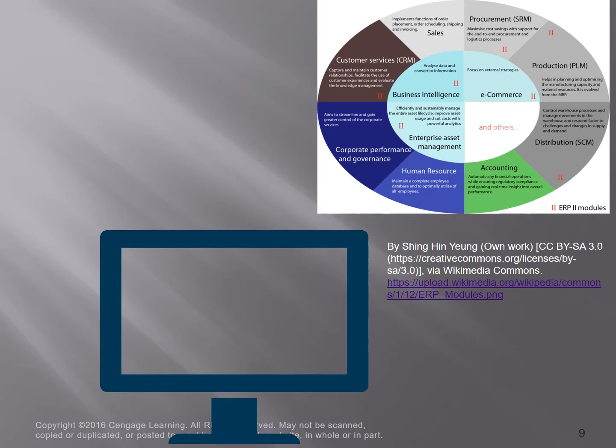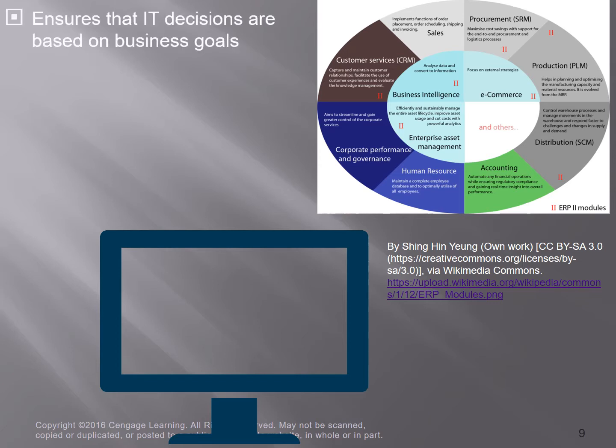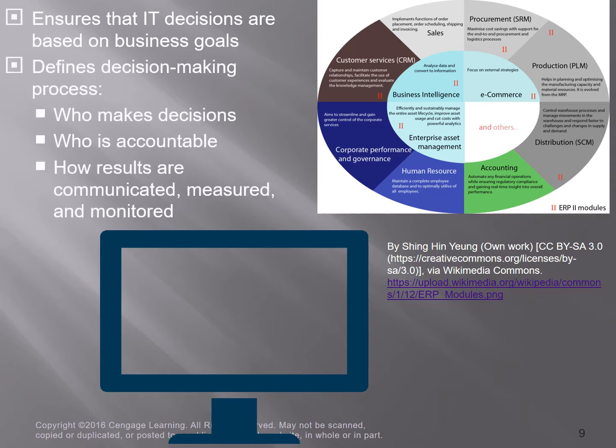When defining IT governance policies, it is important to gather the business needs. IT must always align with business goals. IT governance policy should establish how people make decisions using data and information from technology and based on the organizational goals. Policies explicitly define the decision-making process, who makes the decisions, who is accountable for the decisions made, and how the results are communicated, measured, and monitored in a safe way that protects sensitive, personally identifiable information.